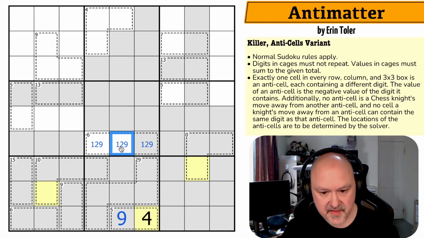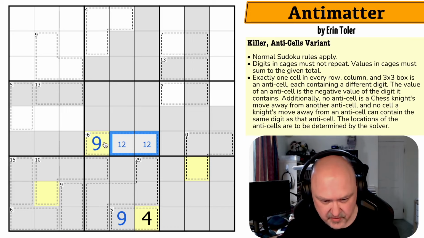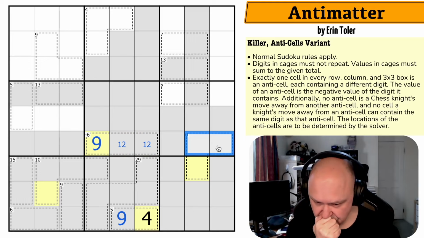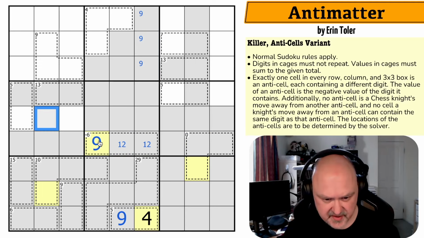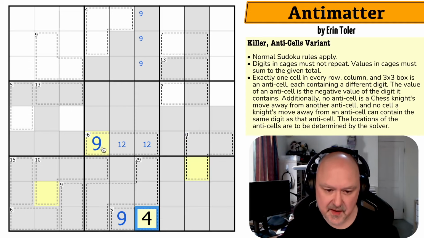And I can't put a 9 there, and the 9 is the negative digit, it has to go there. That's the anti-cell. This is not the anti-cell, that is the 9, and there's no 9 in either of those. That's a 1, 2, which pushes that up. 9 is up here. That's an anti-cell, so that is not an anti-cell by knight's move. But this can't be 4 or 9.